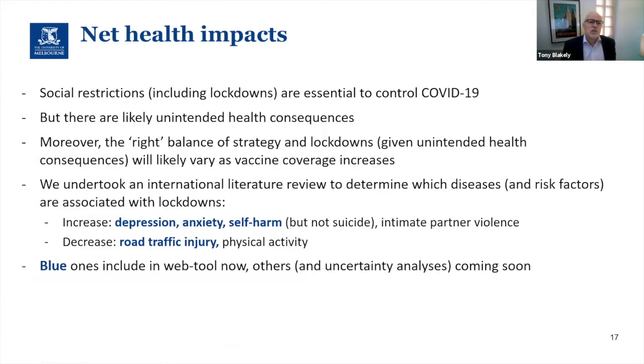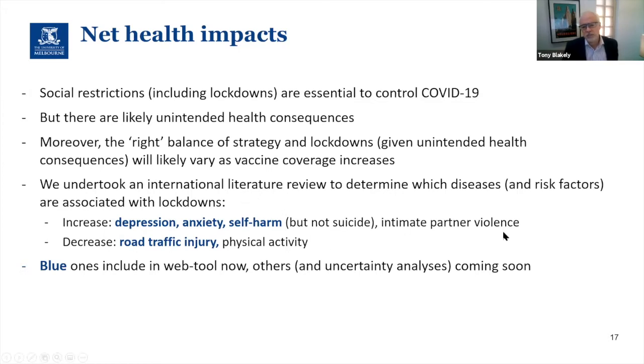Right, so the net health impacts. We know that lockdowns are necessary and they work, but they also probably do have unintended health consequences. The right balance is going to change over time. As vaccine coverage goes up, we can probably loosen up because we won't have as much harm from the COVID virus because there'll be more protection, but also those people who get infected, even though they're vaccinated, will have less harm themselves. Now, we did an extensive international literature review.